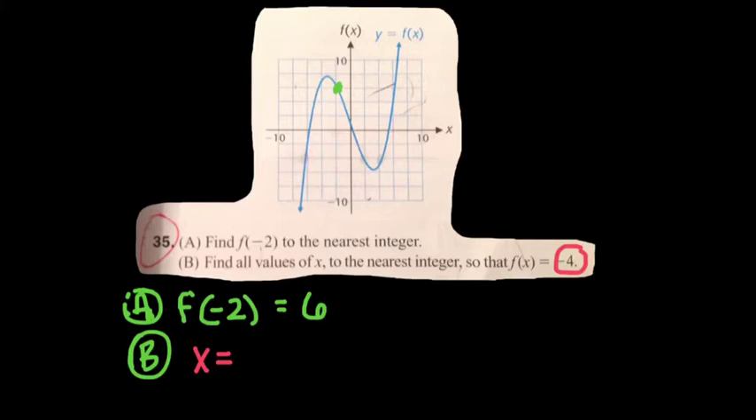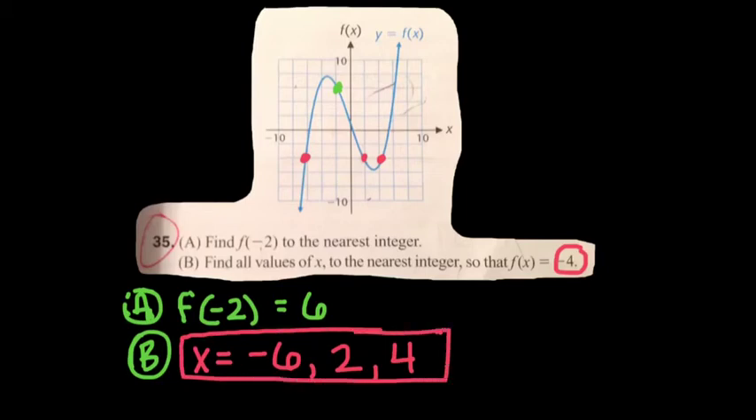In other words, here's a point that's something comma negative 4, here's a point that's something comma negative 4, here's a point that's something comma negative 4. So if I look, this point is about negative 6 comma negative 4, so x could be negative 6. This point is 2 comma negative 4, so x could be 2. And then this point is 4 comma negative 4, so x could also be 4. So these values of x are all of the points on this graph that are something comma negative 4. We have negative 6, so we have the point negative 6, negative 4 on the graph. We have positive 2, so we have the point 2 comma negative 4 on the graph. And we have positive 4, so we have 4 comma negative 4 on the graph.